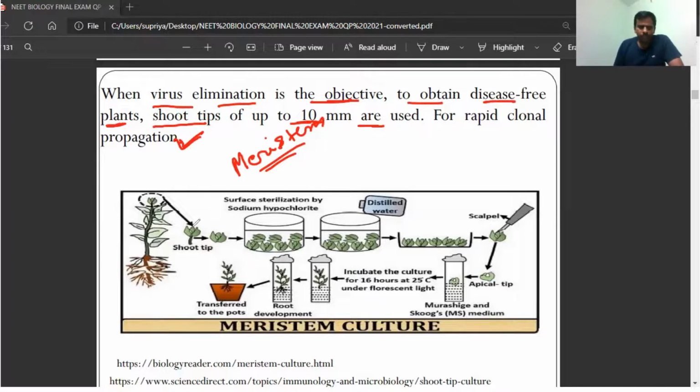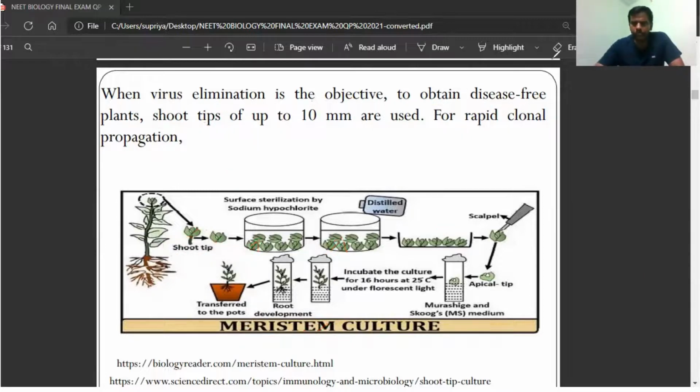If we take the meristem cells, the shoot tip cells, and culture them in a tissue culture laboratory, then you will get a plant which does not have any virus. So to produce virus-free plants from the infected plant, you can go for the meristem culture. We have seen all the different types of explanations for this, and once again you'll go to the question.